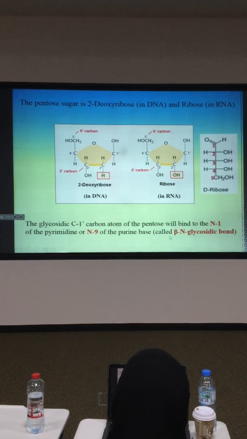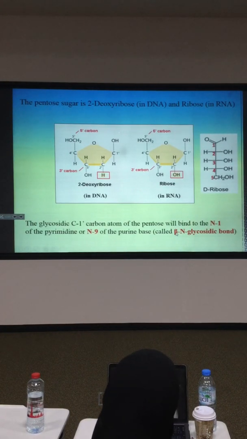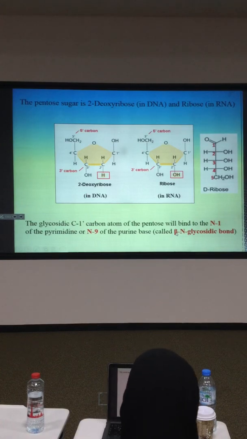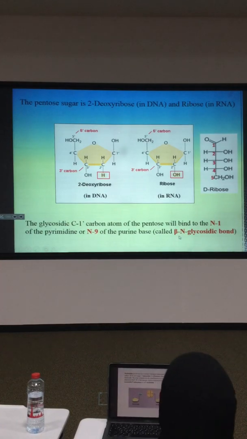And if you look at here, there is a beta, right? Why is it beta? Because this hydroxyl group is above the plane. So now we are familiar with beta and alpha, right? In the case of beta, that will be above the plane. So this kind of bond is known as a beta-N-glycosidic bond.